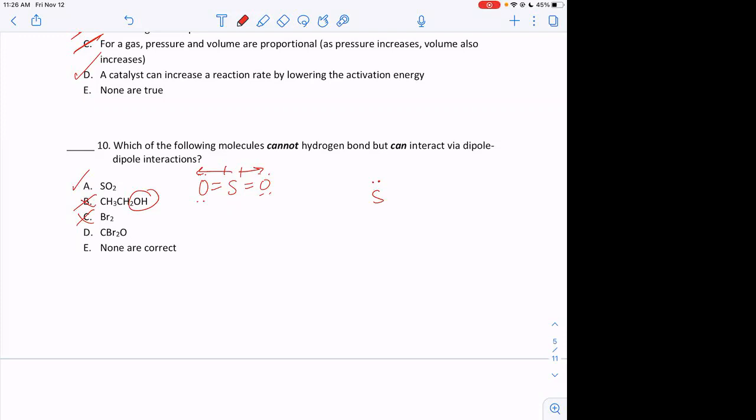If you pick D, this one is polar. See, sorry, I meant to draw it out.